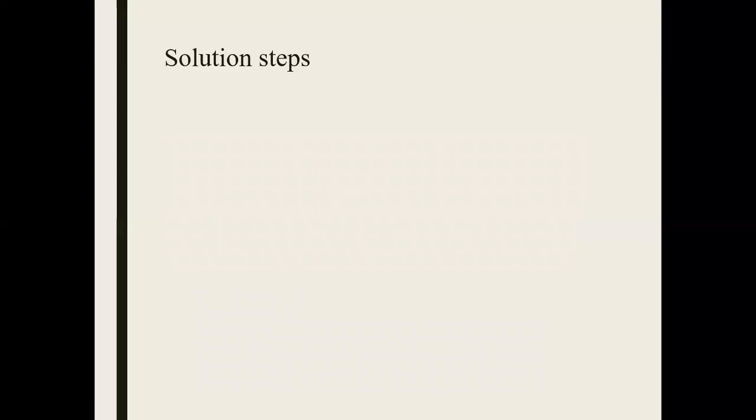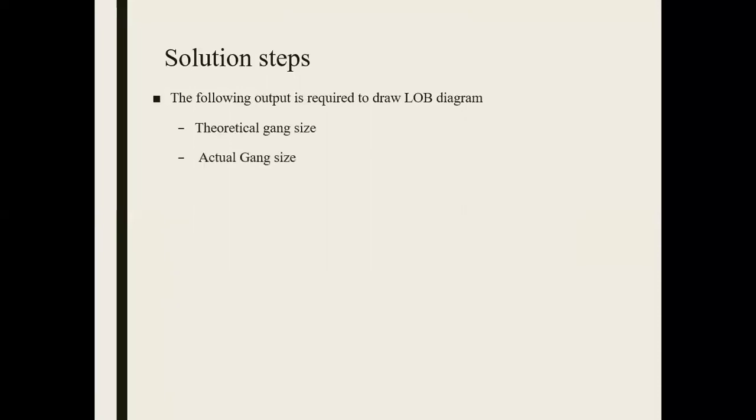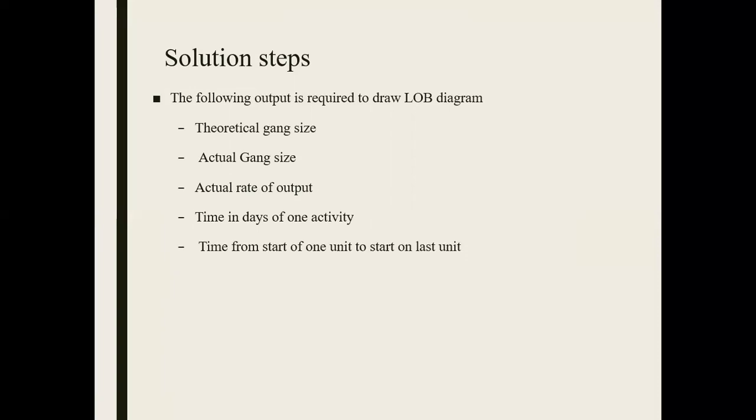Now, the solution steps. The objective is to have an LOB diagram, but for that we need the following outputs. We need to know the theoretical gang size. Once we know the theoretical gang size, we can know the actual gang size. We need to calculate the rate of output, and we need to know the time in days of one activity, that is, the time from start of one unit to start of the last unit. The start day of unit 1, end day of unit 1, start of the last unit and finish of the last unit.